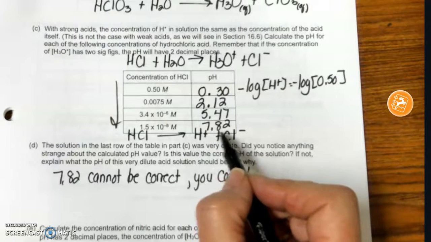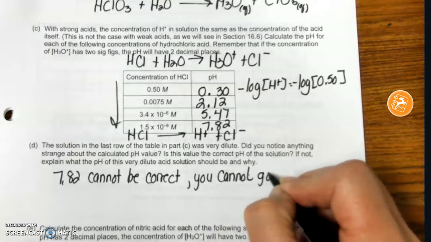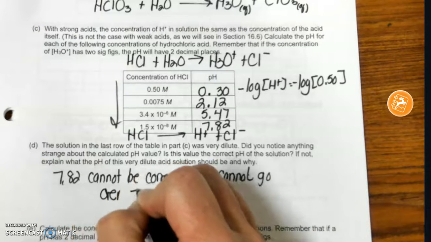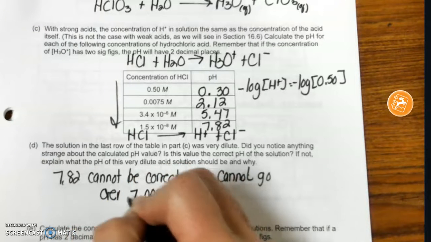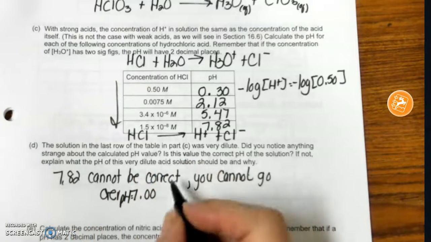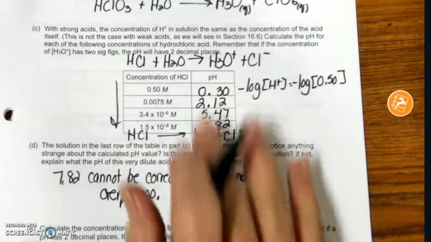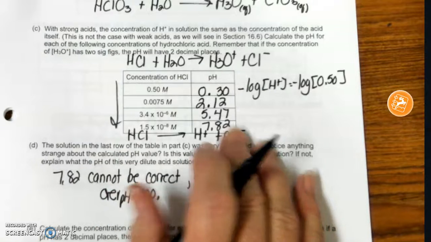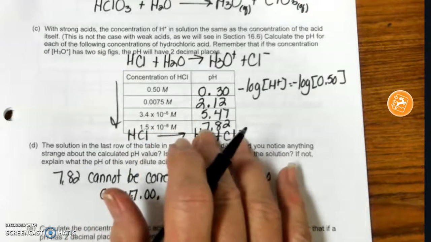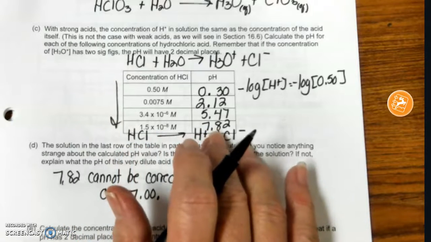So what will happen now is that you cannot go over 7 for a pH. You basically have gone to pure water, right? So in this case, what you would do is you would say that this pH is really 7.